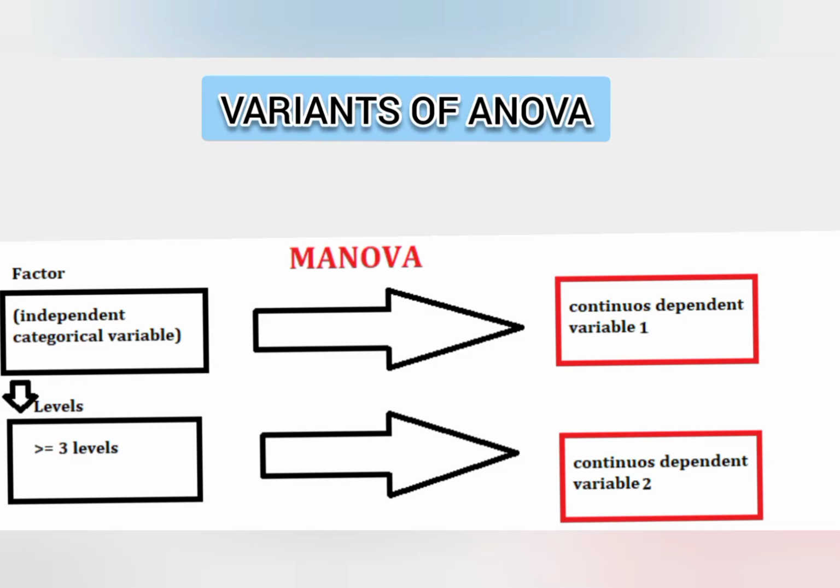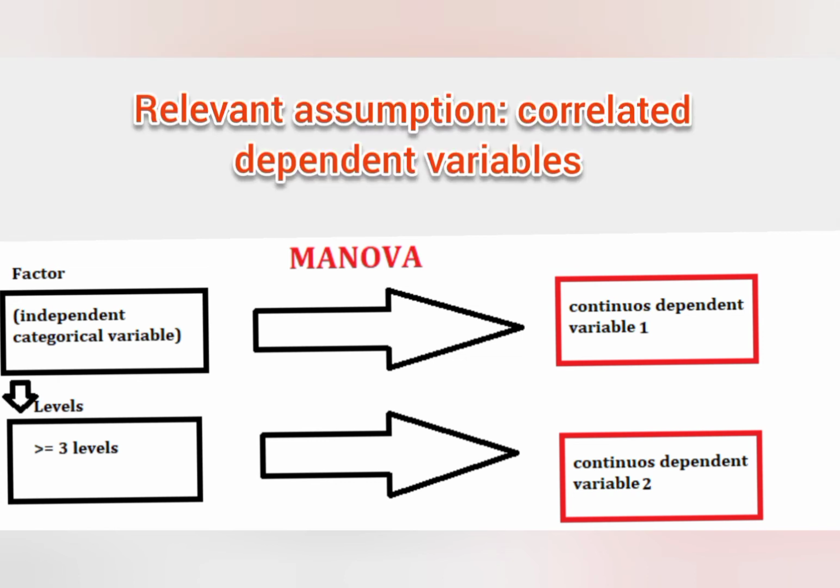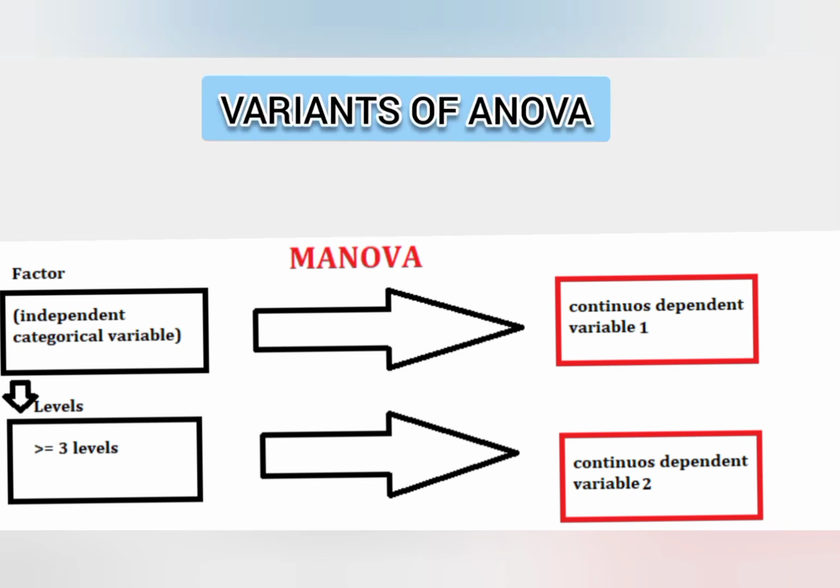Now let's talk about MANOVA. Here we have an ANOVA with 2 or more continuous dependent variables. The M refers to multivariate. As ANOVA, in MANOVA we can have a single categorical factor or more than one categorical factor. A relevant assumption, correlated dependent variables. However, this test adds complexity while evaluating the results. That is why it is not often applied.